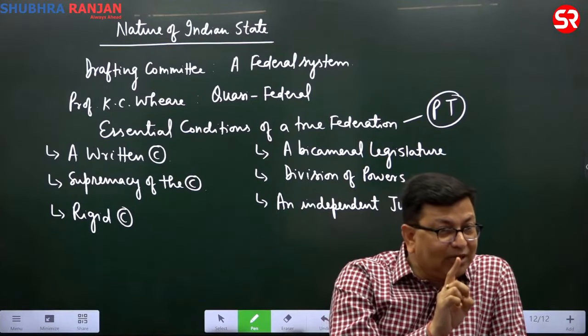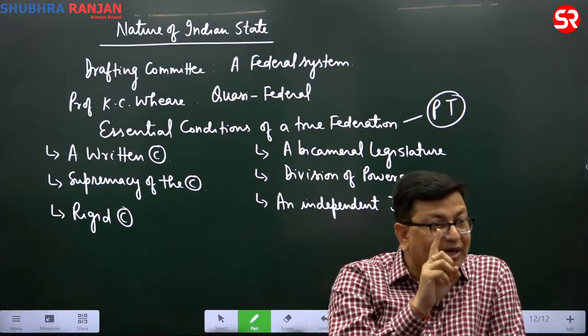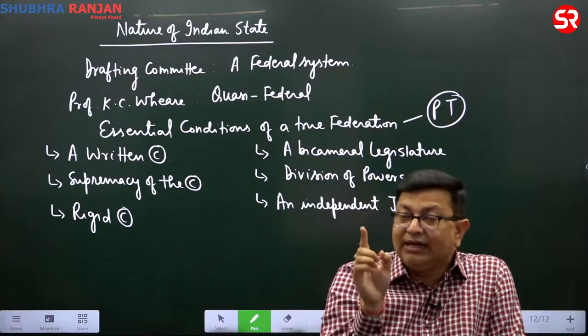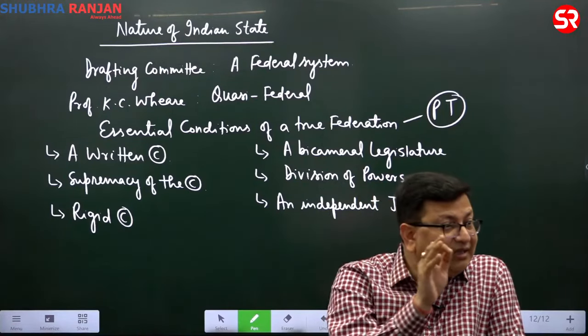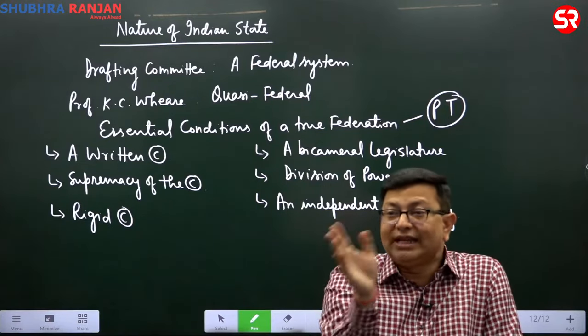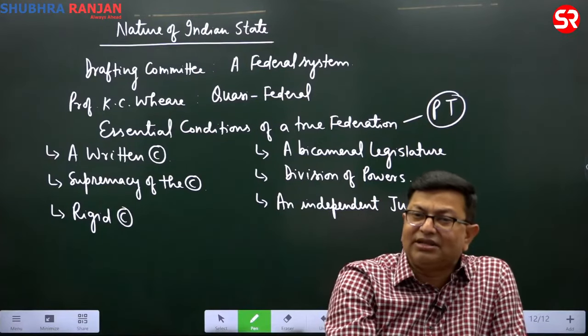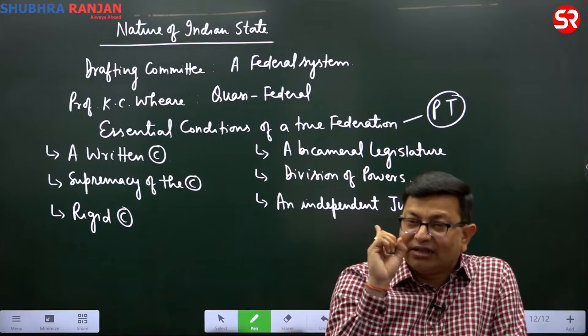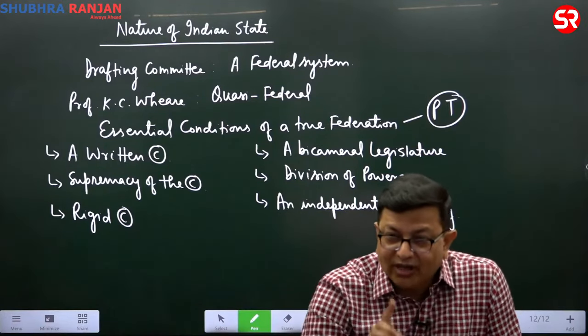Why an independent judiciary? Because the judiciary in a federal system, especially one court, that is the federal court, arbitrates the disputes that may arise between the center and the states or between the states themselves. If the judiciary is biased, then justice will not be given to the states. These are the 6 important conditions of a true federation.